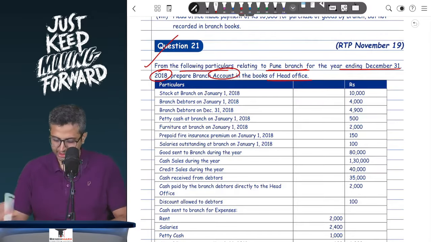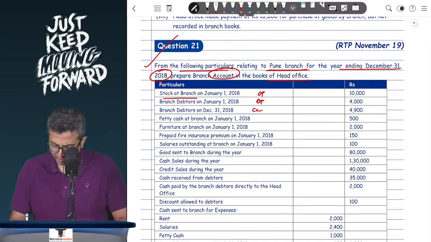In this, you have branch stock at the branch on 1st January. This is opening. Debtors again opening. This is debtors closing. Petty cash opening. Furniture at branch opening. Prepaid fire insurance premium opening. Salaries outstanding, this is opening but on the credit side. Everything else is on the debit side.